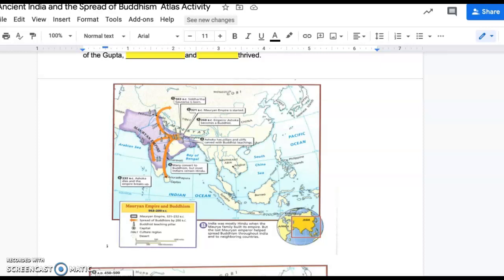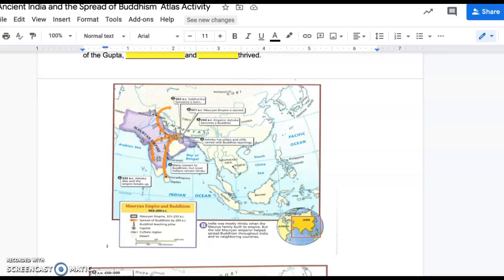Number 2. 321 BC, Mauryan Empire is started. Number 3. 260 BC, Emperor Ashoka becomes a Buddhist. Number 4. Ashoka has pillars and cliffs carved with Buddhist teachings.